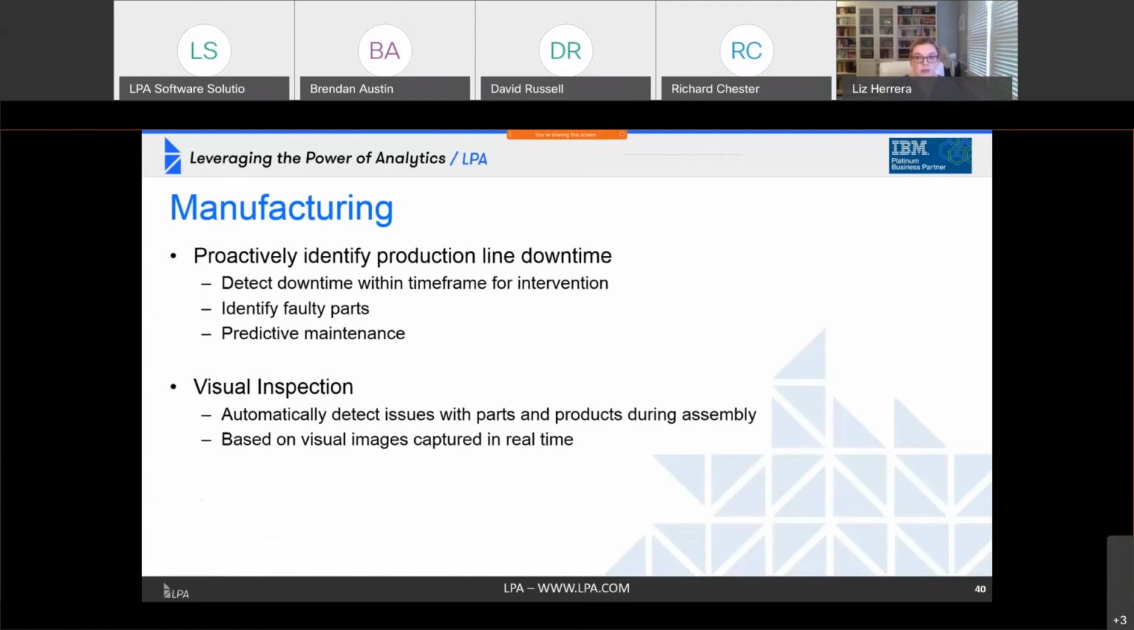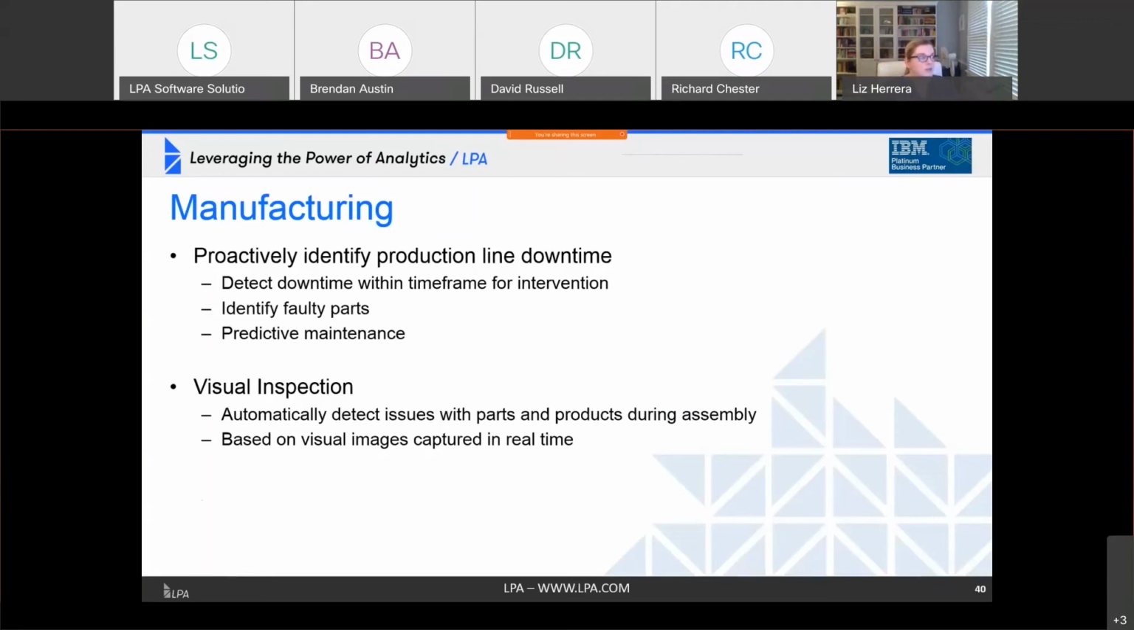I only have a couple more here. I'm going to buzz right through manufacturing, being able to proactively identify production line downtime, which is super important. That's related to predictive maintenance. So can we use sensor and other data from the historian to be able to actually identify in time, or before time, when something's going to go wrong on the production line? And we've had several clients we've worked with on this.